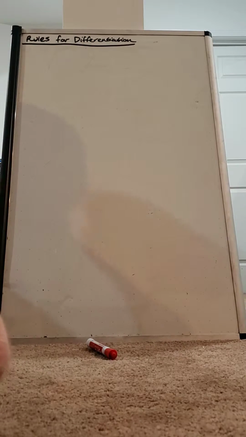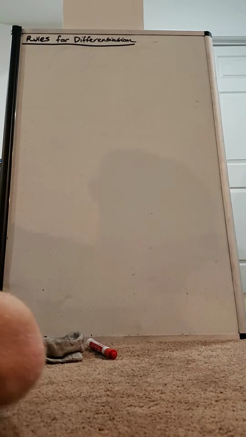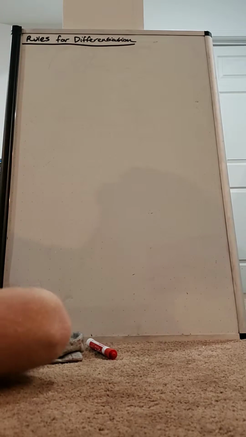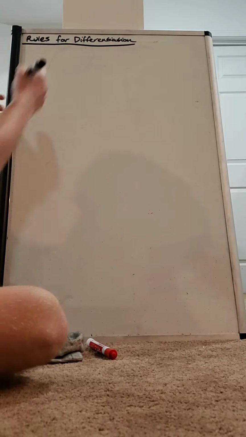Alright, today we're going to be talking about some rules for differentiation, which just means rules for when you're taking a derivative. So the first one is the easiest. This one's called the power rule.